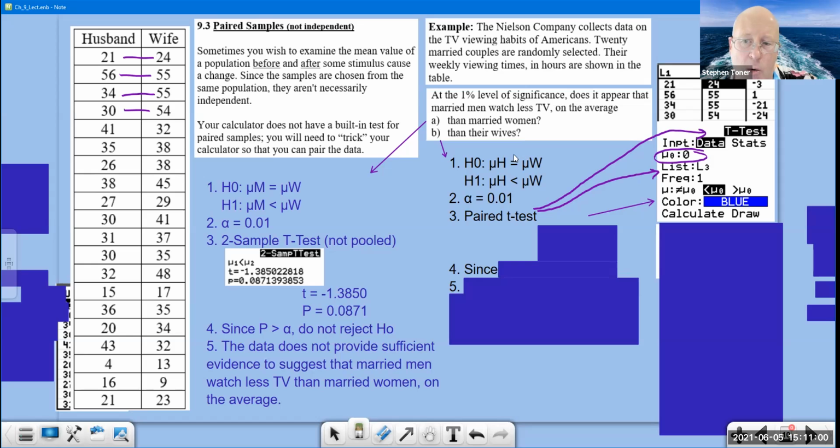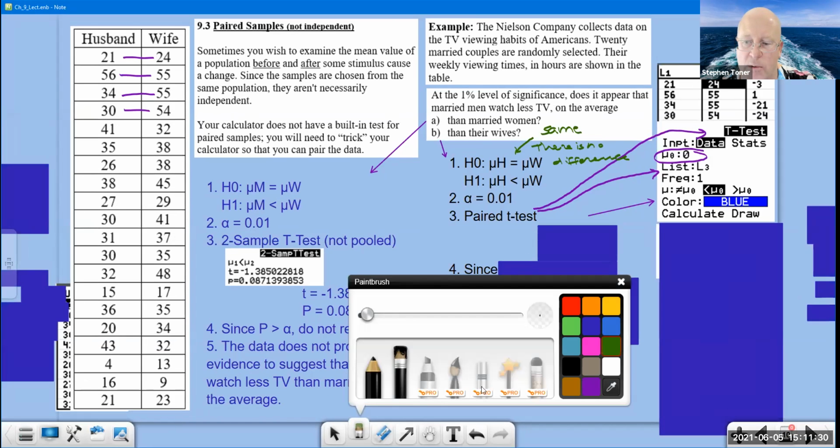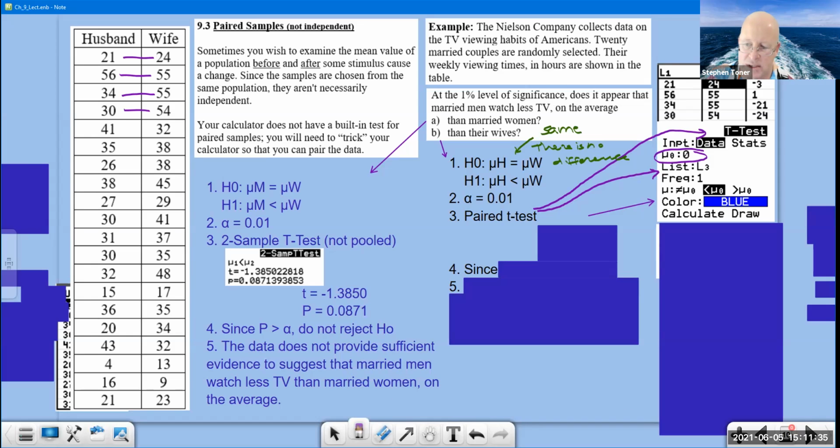But let's talk about what our null hypothesis is. We are saying the two of these are the same when we have the equal to. And when they are the same, we're saying there is no difference. That's what it means to be the same. And if there is no difference and list 3 contains the differences, we're expecting those differences to be 0 on the average. So that's the reason why we always use mu 0 equals 0.